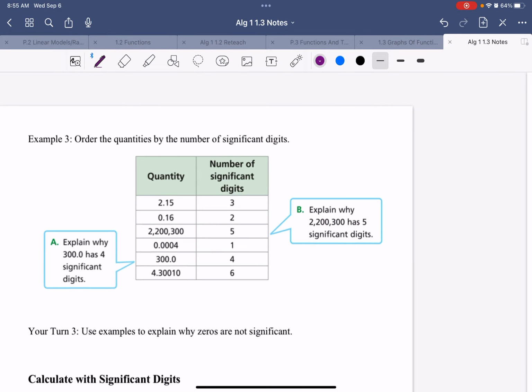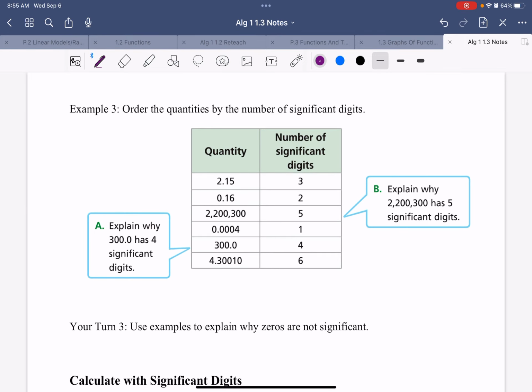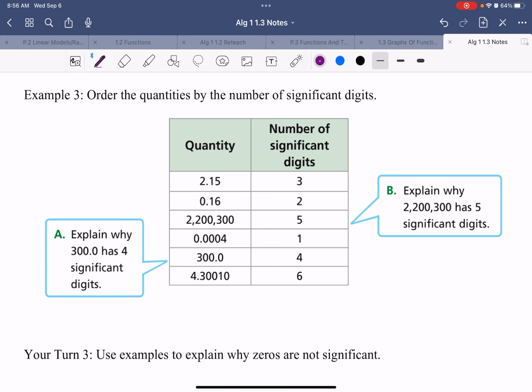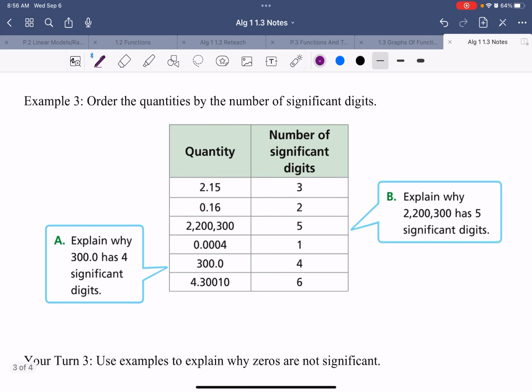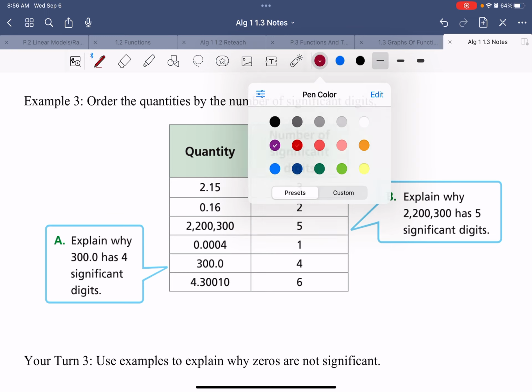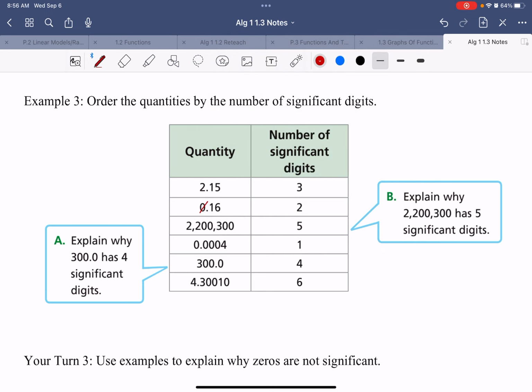Okay, so here if we look at this table, let's go ahead and count which ones are significant. First of all, this first one, let's double check, has 3 non-zero, so it's got 3 significant digits. This one has 2 non-zero numbers. This 0 is in front of the decimal, so it's not significant. That's got 2 significant digits. So a lot of times what I like to do is take a different color marker and kind of mark the zeros that are not significant.